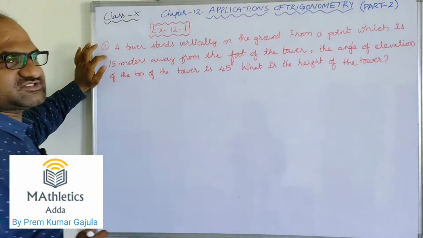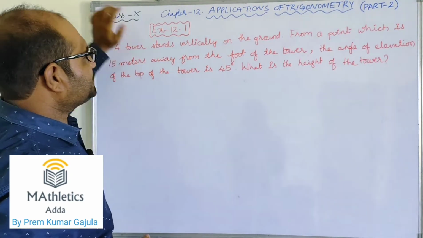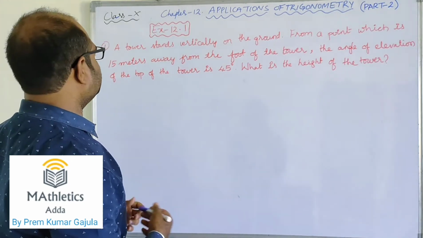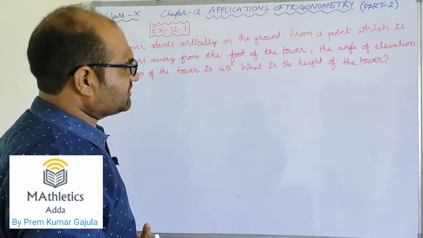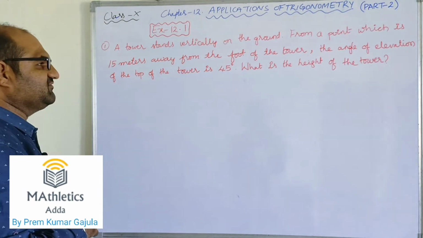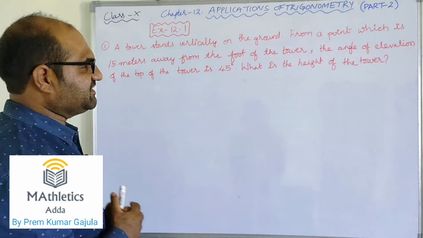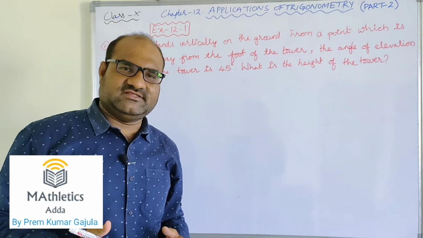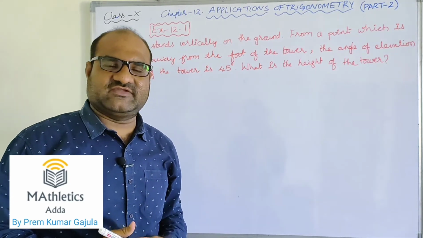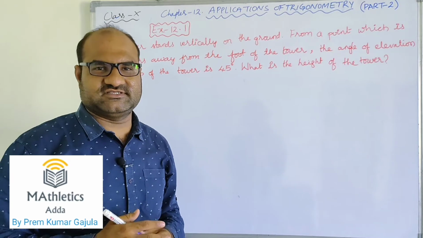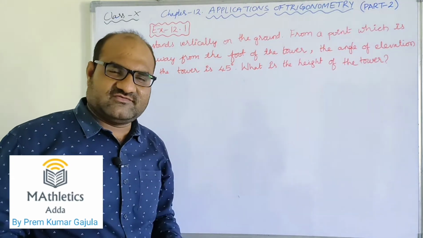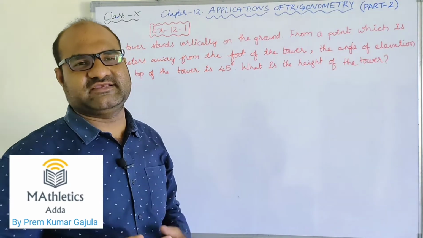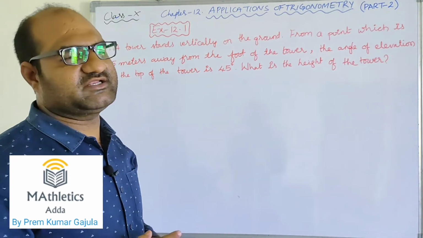Exercise 12.1. The first question is, a tower stands vertically on the ground. From a point which is 15 meters away from the foot of the tower, the angle of elevation of the top of the tower is 45 degrees. What is the height of the tower? In these questions, actually, applications of trigonometry are very confusing. Like from the foot of the tower, top of the tower, you will find this many times and you may get confused. But no need to get confused.